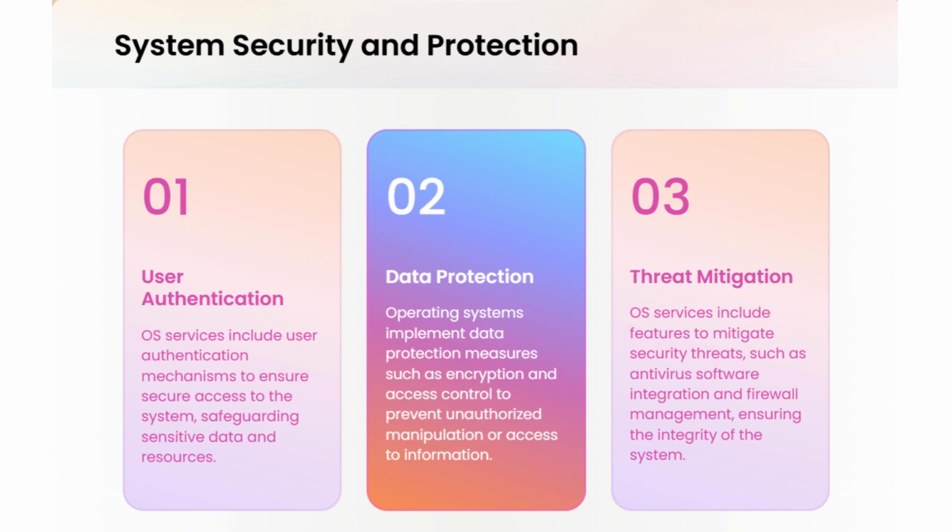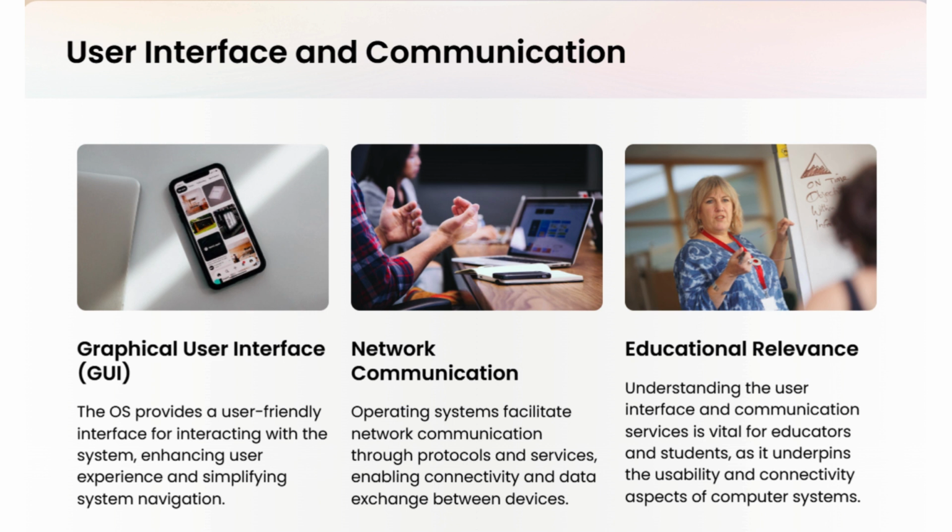System security and protection. Security is a critical function of operating systems. They provide user authentication to ensure that only authorized individuals can access the system. This helps protect sensitive information and resources. Additionally, operating systems implement data protection measures like encryption and access control to prevent unauthorized access or manipulation of data. They also integrate with antivirus software and manage firewalls to protect the system from security threats such as malware and hackers.